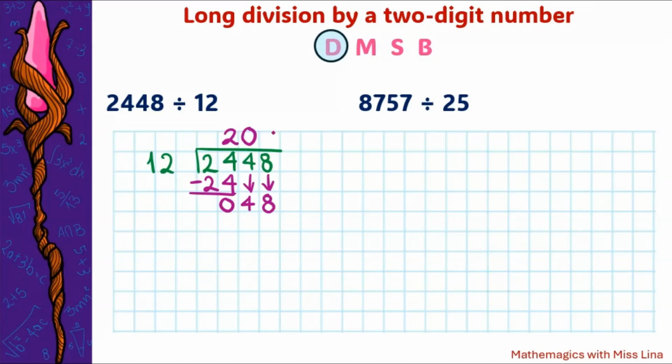48 divided by 12 is 4. 4 times 12 is 48. 48 minus 48 is 0. And there's nothing else to bring down, so the division is done. Let's check this other division.